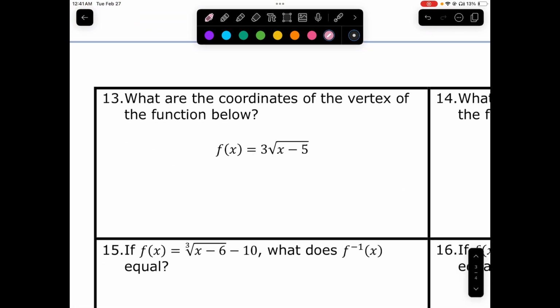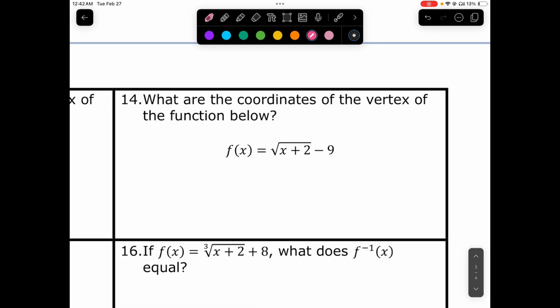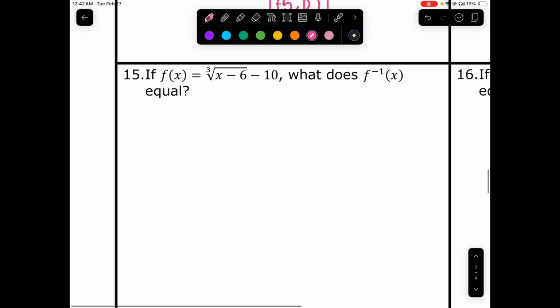13. What are the coordinates of the vertex? Okay, look. If you can't tell what the vertex is by looking at it, I'm not going to laugh at you in your face. But just graph it on your calculator and look at it, okay? But anyway, this -5 means that the x value is 5. There's nothing over here, so that's just going to be 0. That 3 in the front just tells you if it's stretched or not, but it doesn't tell you if it's shifted left or right, up or down, or anything like that. Try number 14. Number 15.